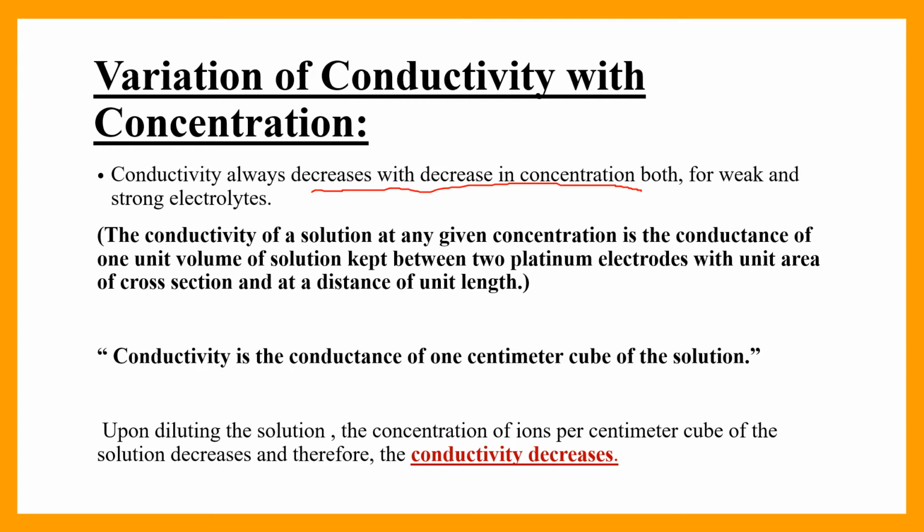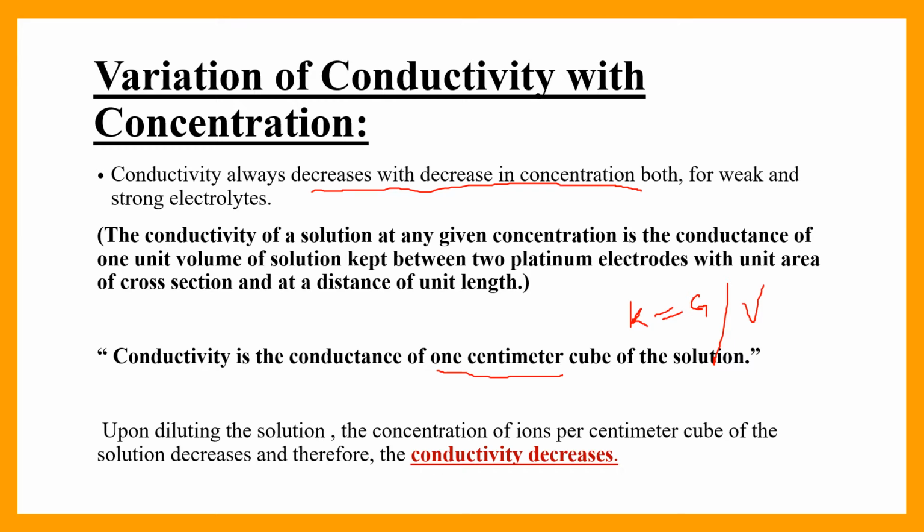So from here the conductivity is the conductance of 1 centimeter cube of the solution. Conductivity in general is denoted by K, kappa. Conductivity is equal to the conductance of the solution per unit volume. According to this definition, conductivity will be the conductance of 1 centimeter cube of solution. It means conductivity is the conductance of a solution per unit of volume.